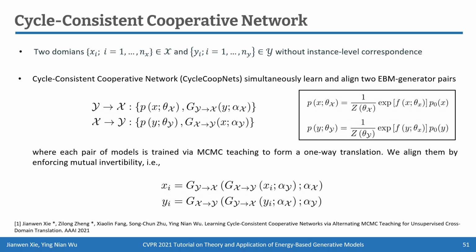The generator G from Y to X, parameterized by an encoder-decoder, maps examples from the source domain Y to the target domain X, while the energy-based model P of X further refines the mapped result by long-run dynamics, such that the revised results match the examples in the target domain in terms of statistical properties. The other pair accounts for the other direction of translation. The two directions of mapping are aligned by enforcing mutual invertibility on the two generators.